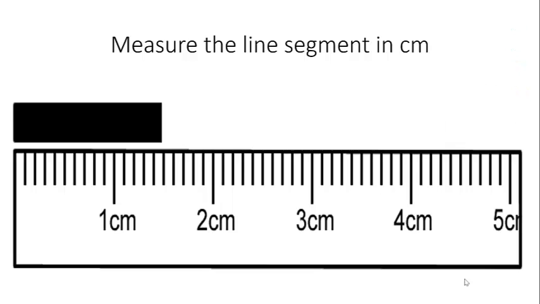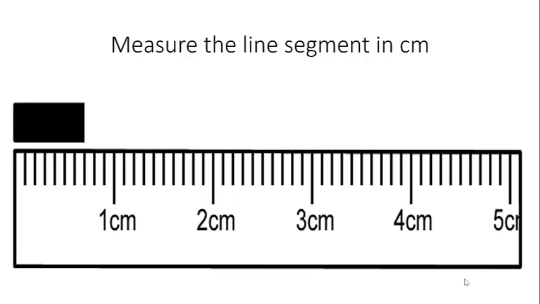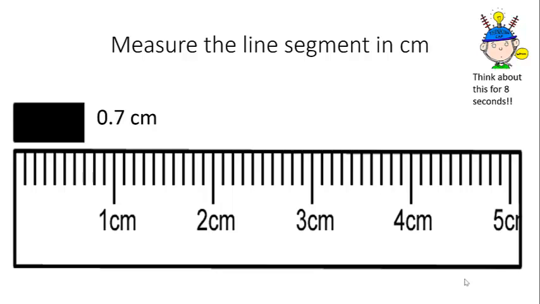Let's try it again. Except this time, let's think about it for only 8 seconds. Go ahead. If you guessed 1.5 centimeters, you are correct. One more example. This is tricky. Make sure you pay attention. You have 8 seconds. KIPPsters, if you guessed 0.7 centimeters, you are correct.